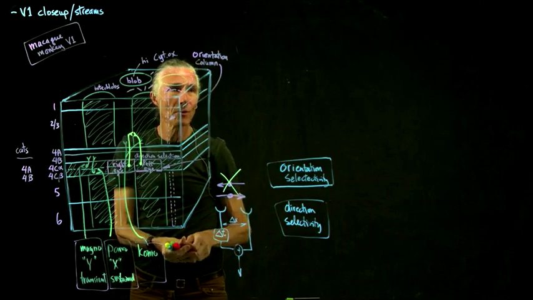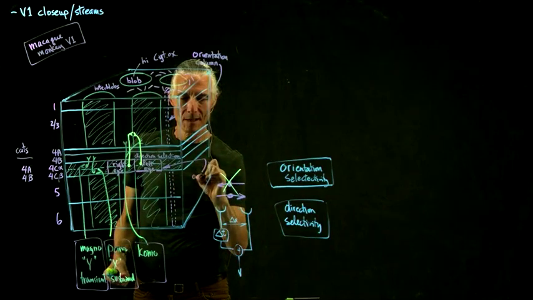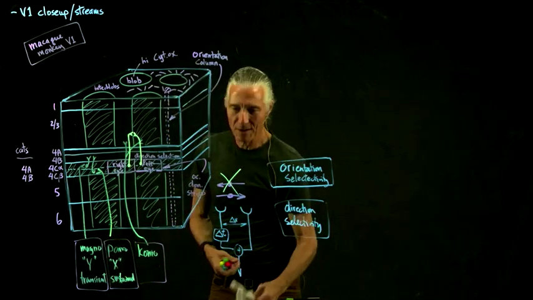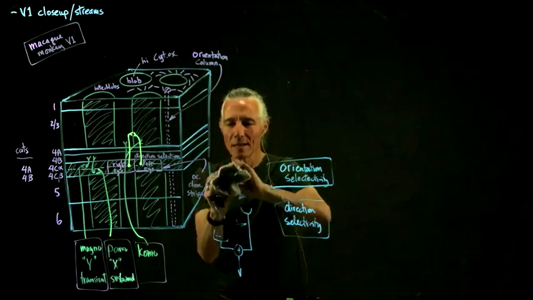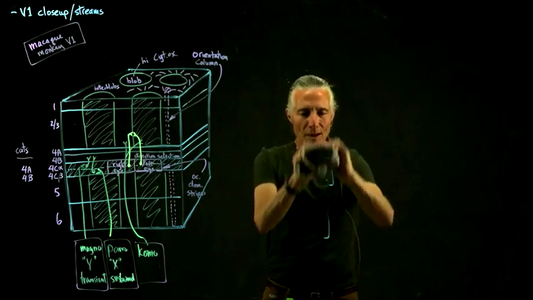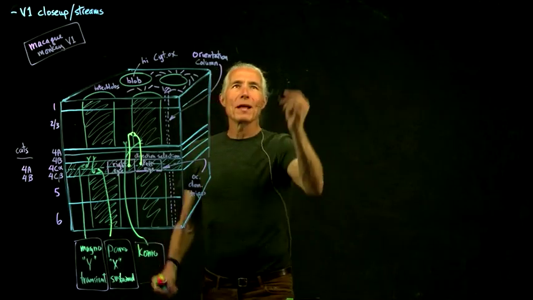So what are those higher level streams? So this is the stripes. So what are those higher level streams? So there's three higher level streams. So the first one are the blobs.